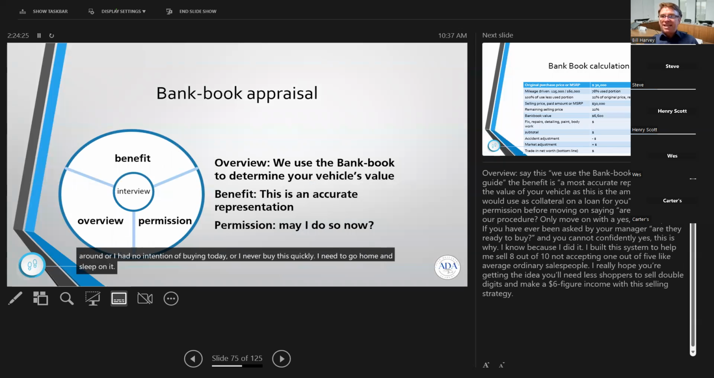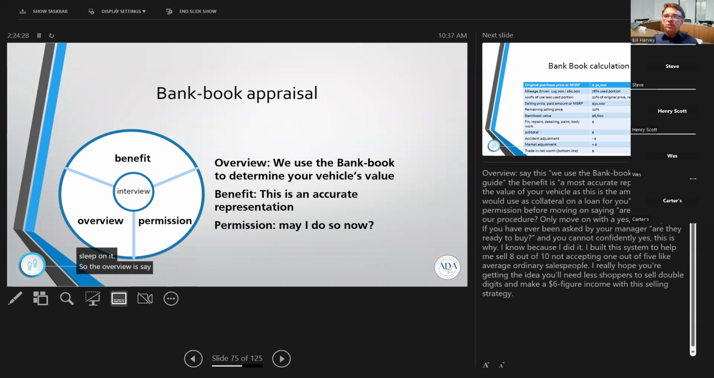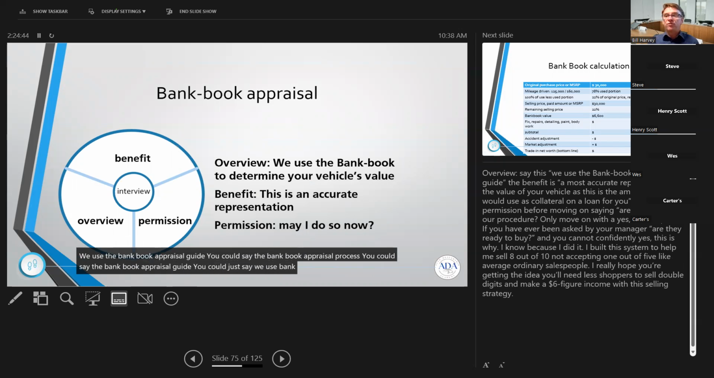So the overview is, say this: we use the Bank Book Appraisal Guide. You could say the Bank Book Appraisal Process, or you could just say, we use Bank Book to determine the value of your vehicle. The benefit is that it is the most accurate representation of the value of your vehicle, as this is the amount the bank would use as collateral on a loan for you.